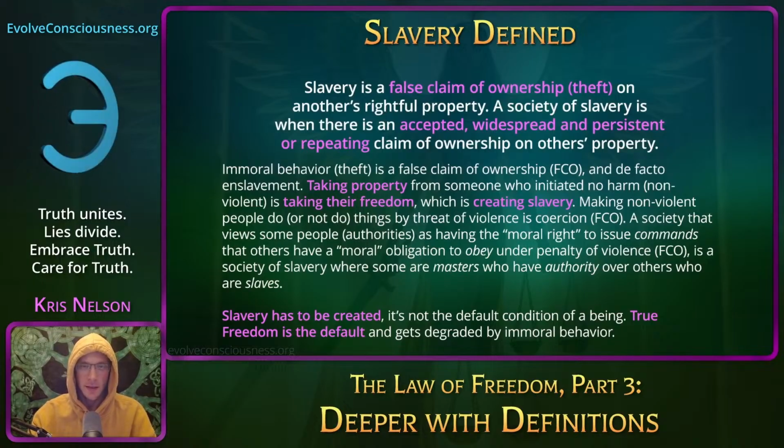A society that views some people, which would be authorities, as having the, quote, moral right to issue commands that others have a, quote, moral obligation to obey under penalty of violence, again, that's a false claim of ownership, is a society of slavery where some are masters who have authority over others who are slaves. And hint, hint, hope you realize that. That's the society we live in, is the authorities.